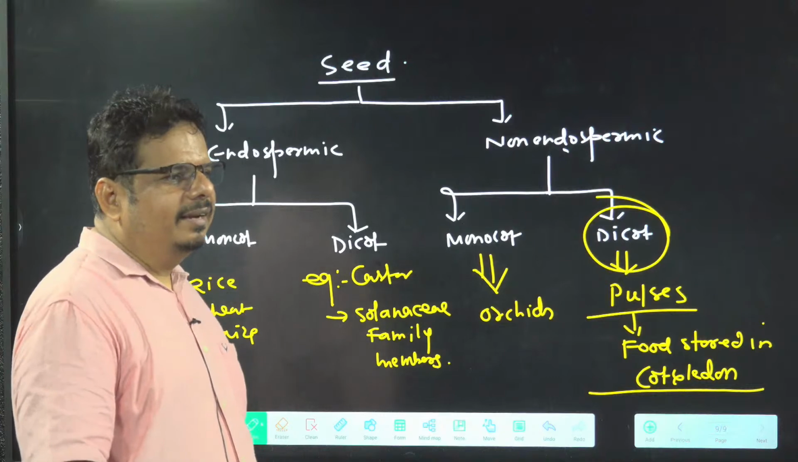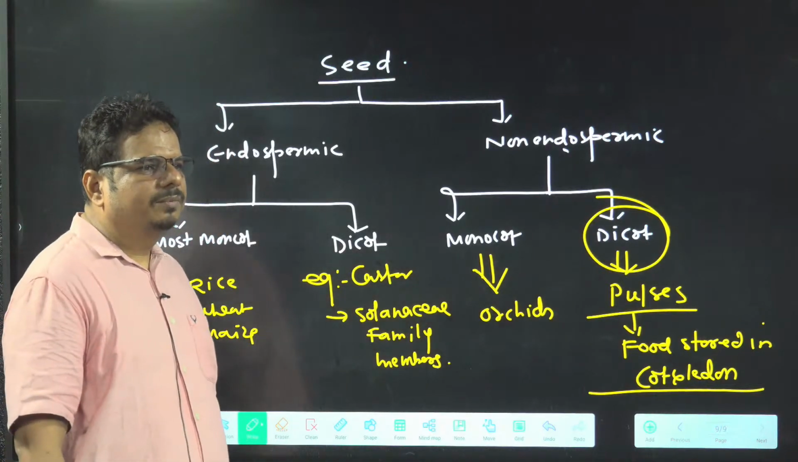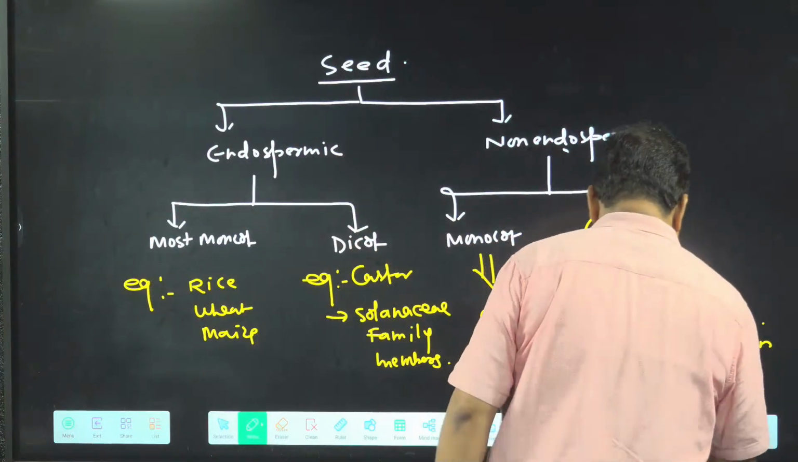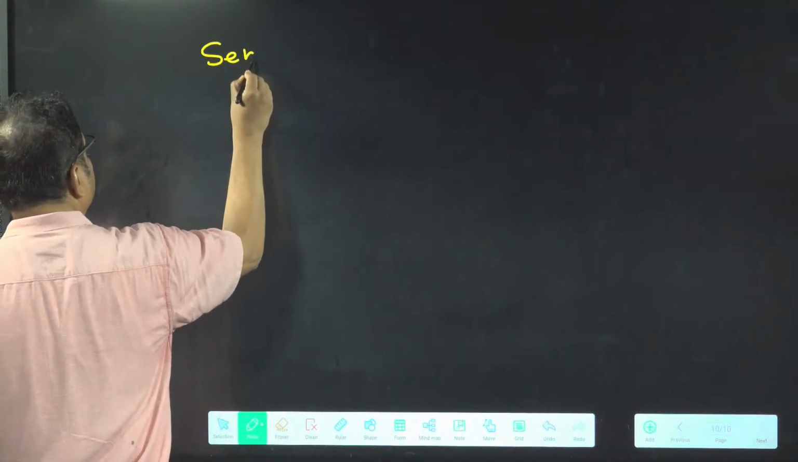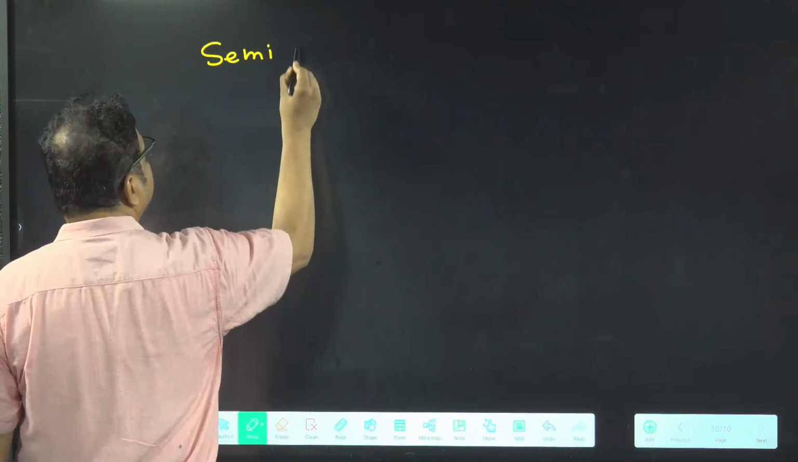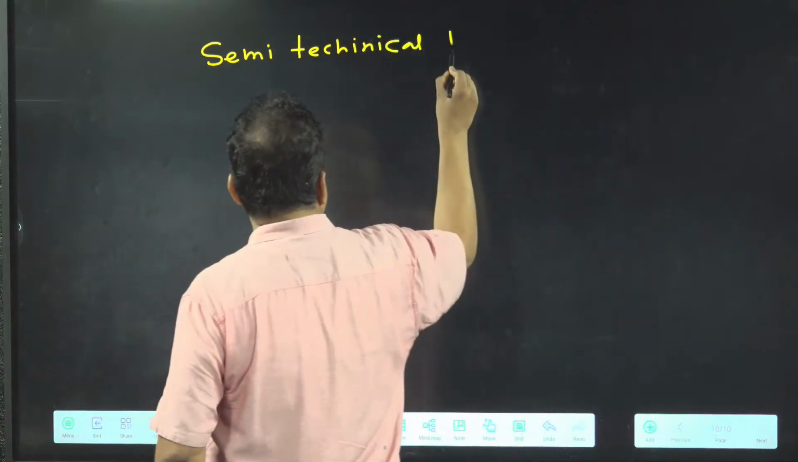Now we are starting with the semi-technical description of the angiospermic plant. Okay, let's see. And from here, questions are going to be asked. It is important from the questions point of view. Very, very important. Semi-technical description.